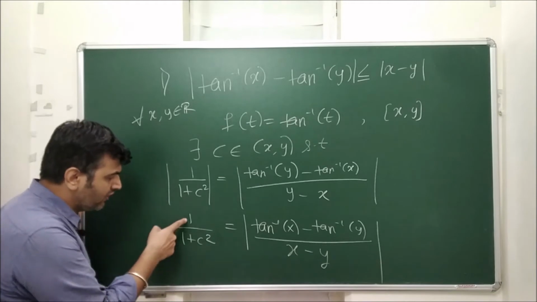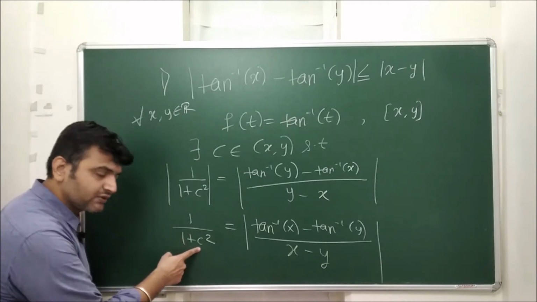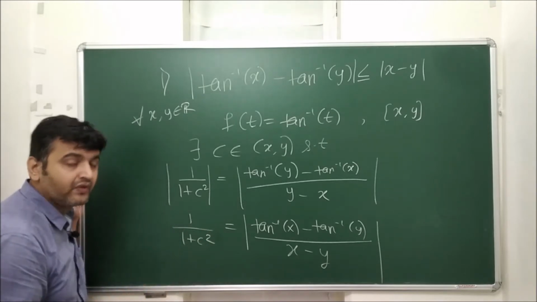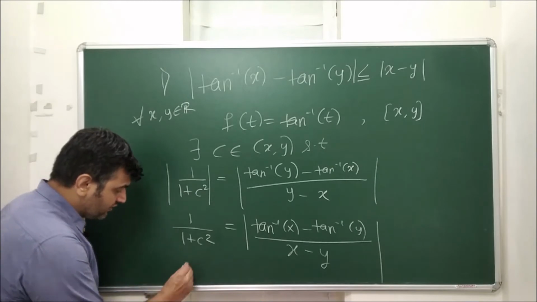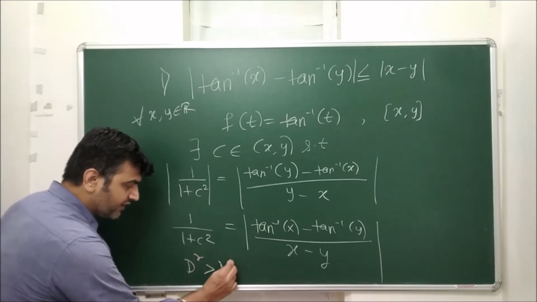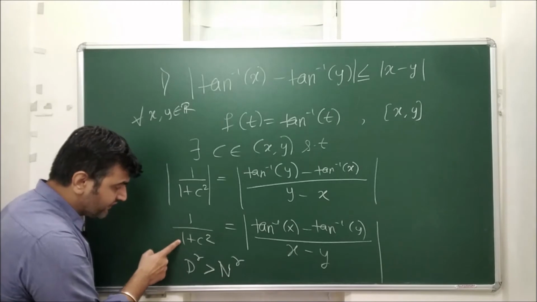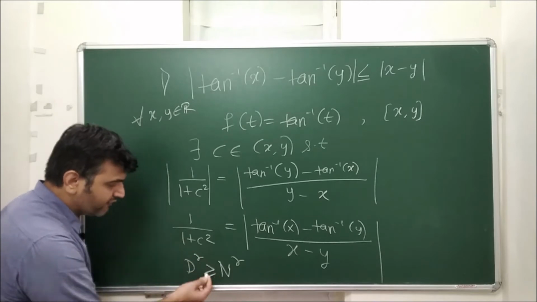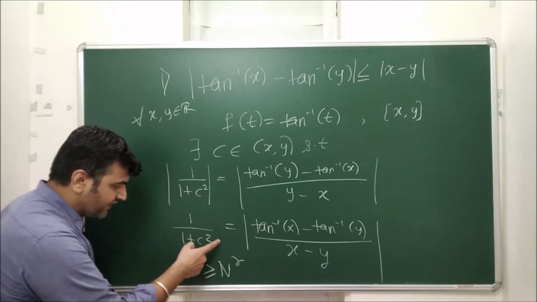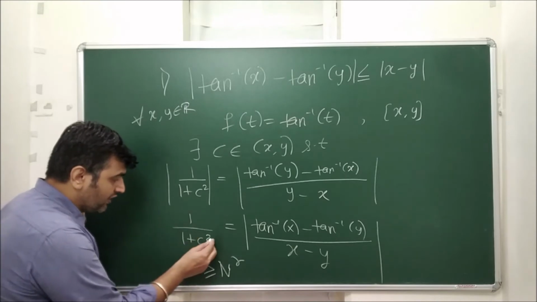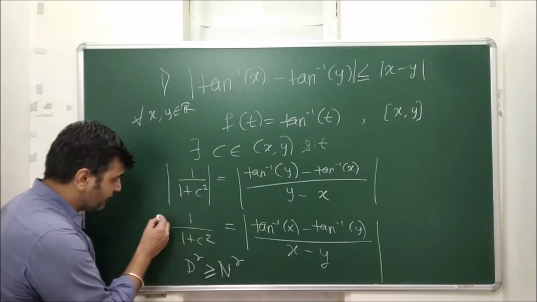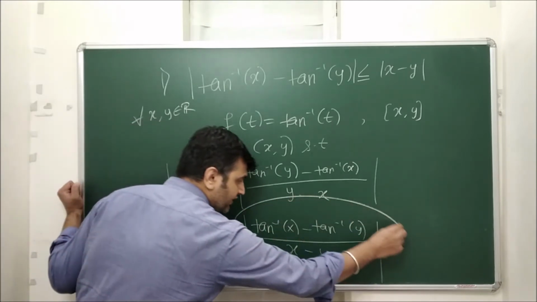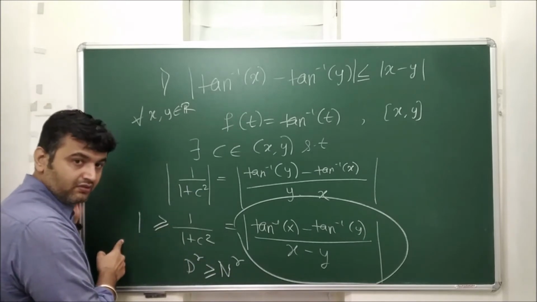Why have I removed the mod? Because 1 is positive and c square is always positive for any c, so this ratio is positive, so no need to take mod. Second point, your denominator is always bigger than the numerator, because the numerator is 1 and the denominator is 1 plus some non-negative quantity. If c is 0, they are equal, and if c is non-zero, then the denominator is bigger. Since our denominator is bigger than or equal to the numerator, this quantity is always less than or equal to 1.